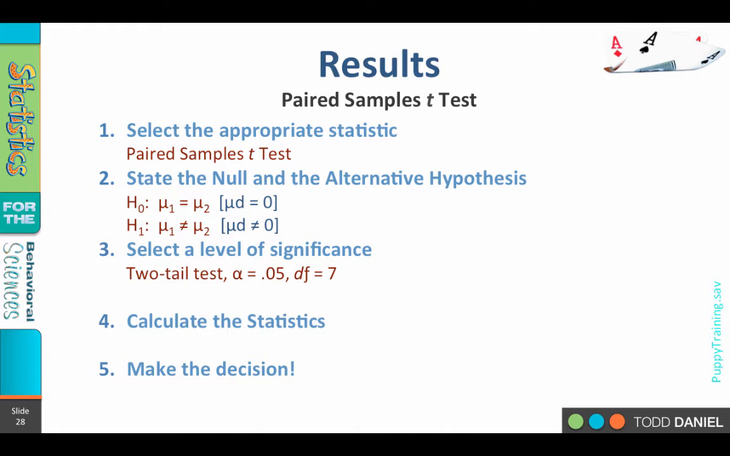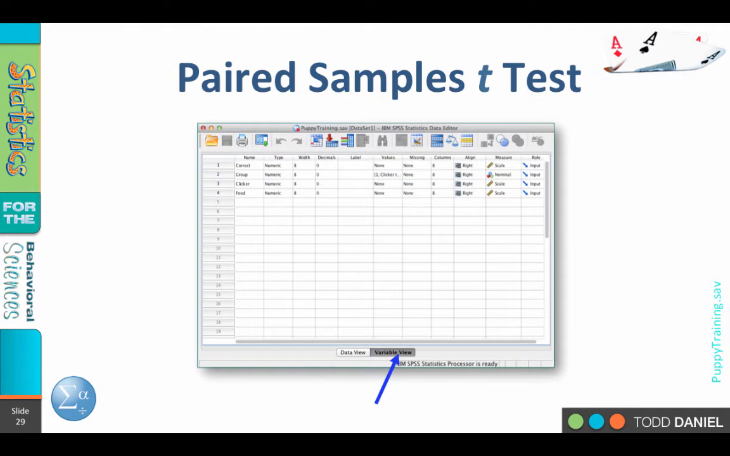So we return to the t-table at the back of our notes. We look up a two-tailed test, alpha equals 0.05 with 7 degrees of freedom, and we find what critical value? Positive negative 2.365. Now we are ready to conduct our paired samples t-test in SPSS. So let's calculate the statistics.